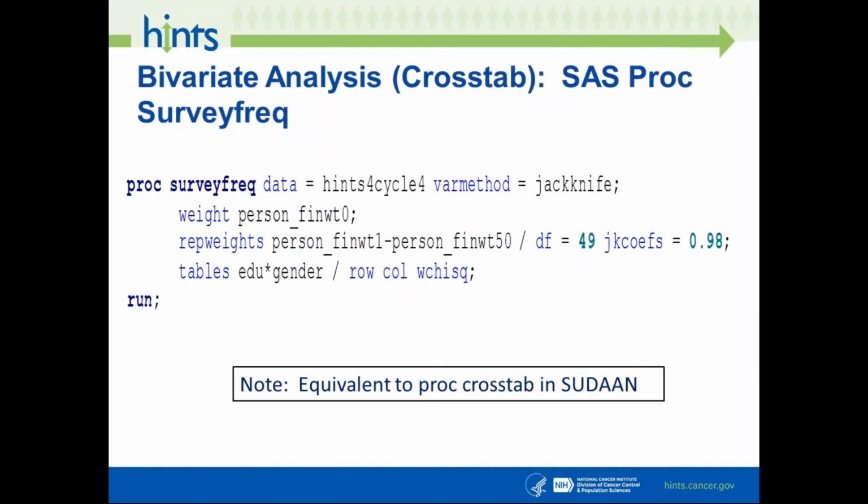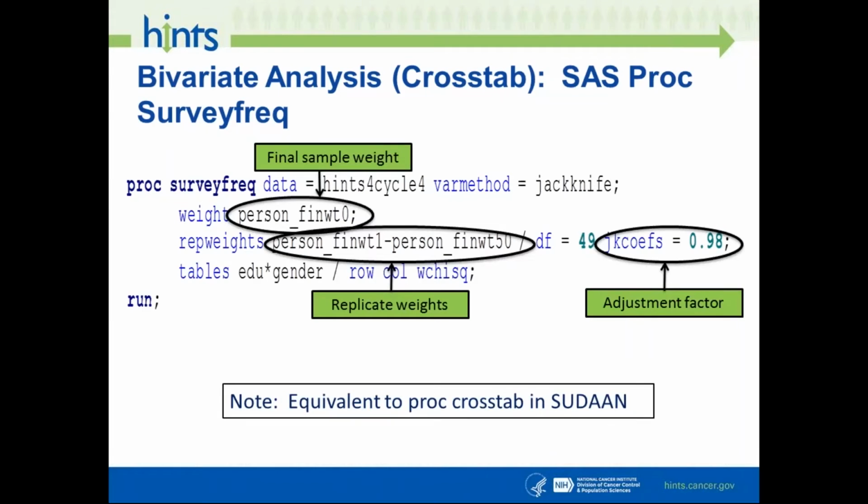Notice you have a command here called weight. That's a SAS command, and then you put the variable name for that final sample weight. Again, that's going to get your population point estimates, means, proportions, et cetera. It's called person underscore fin weight 0. I mentioned that earlier. But we want to get our variance estimates. How do we do that? We need our replicate weights. We have a command called rep weights, and then we put in our 50 replicate weights. So it goes from person fin weight 1 hyphen person fin weight 50.